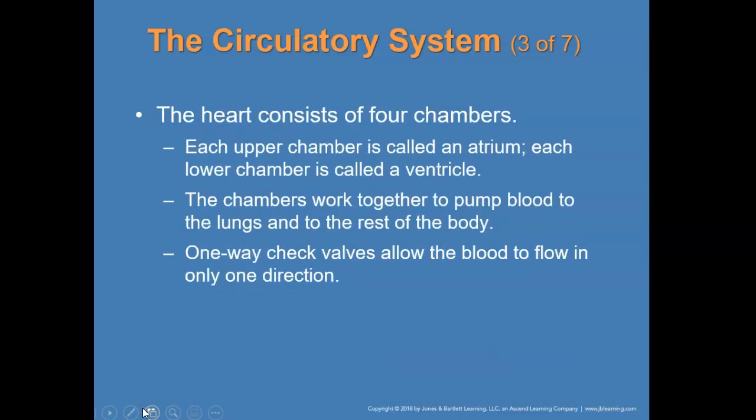The heart consists of 4 chambers. Each of the upper chambers is called an atrium, and each lower chamber is called a ventricle. The chambers work together to pump blood to the lungs and to the rest of the body. One-way check valves allow the blood to flow in one direction only. So there are 4 chambers, and there's also 4 valves.